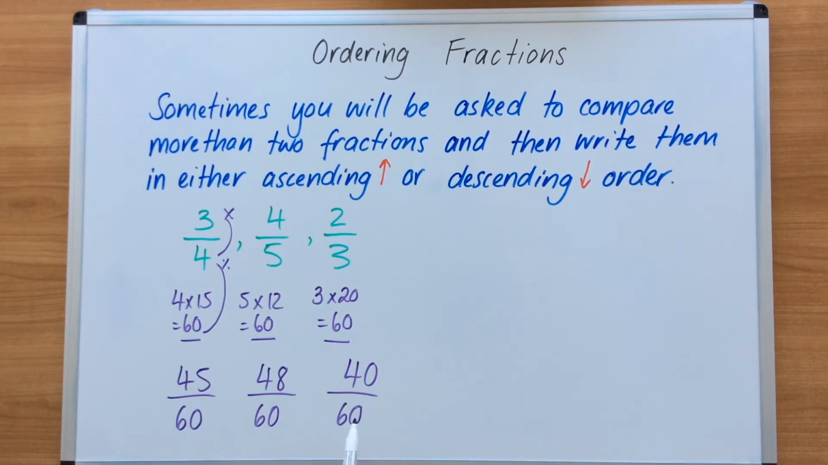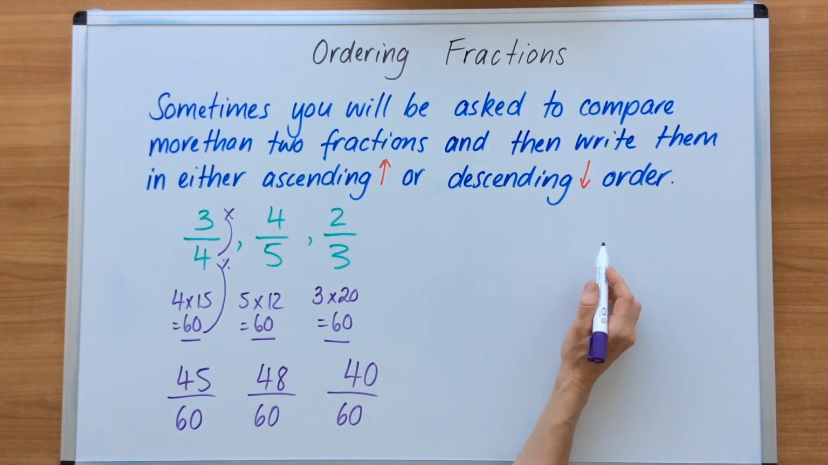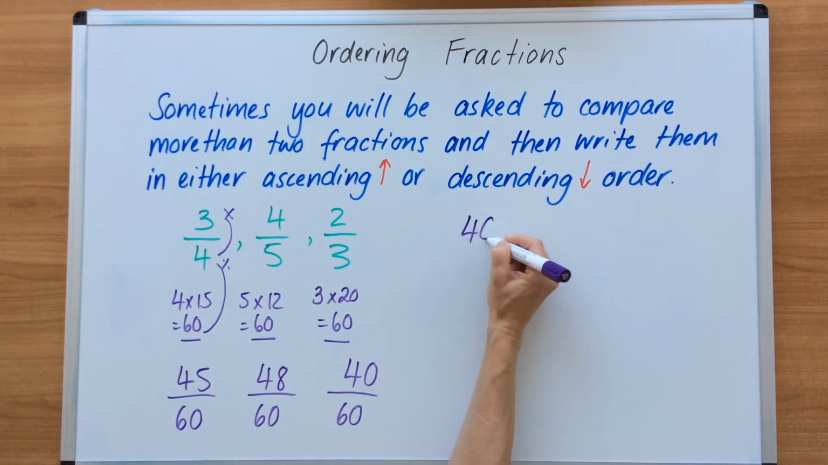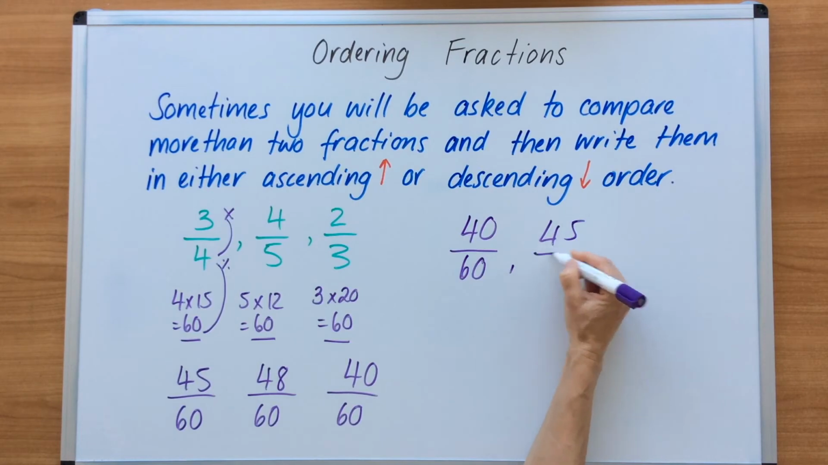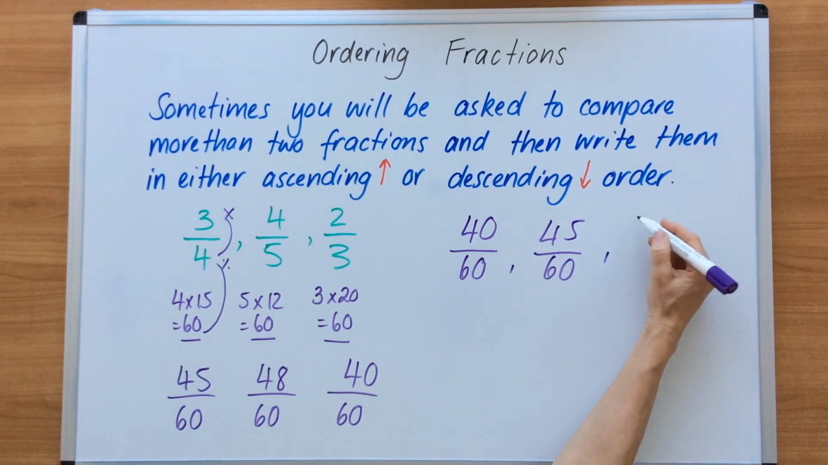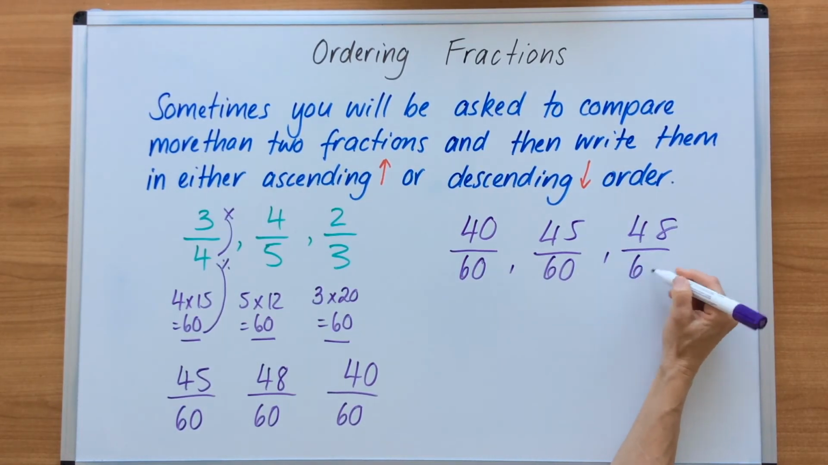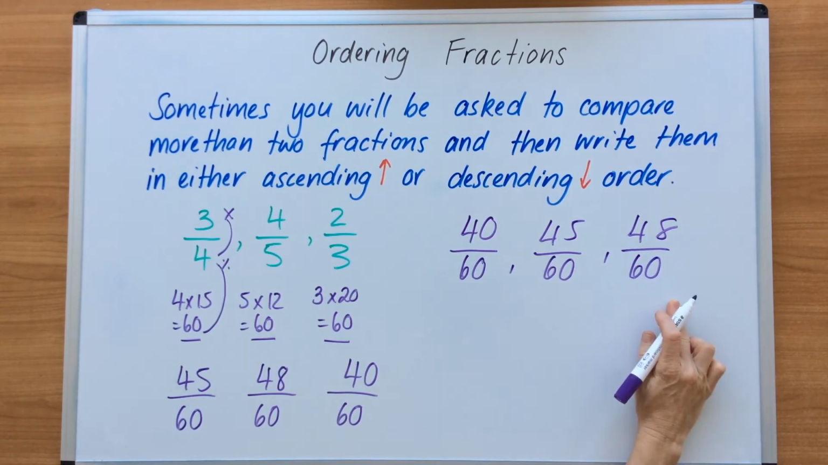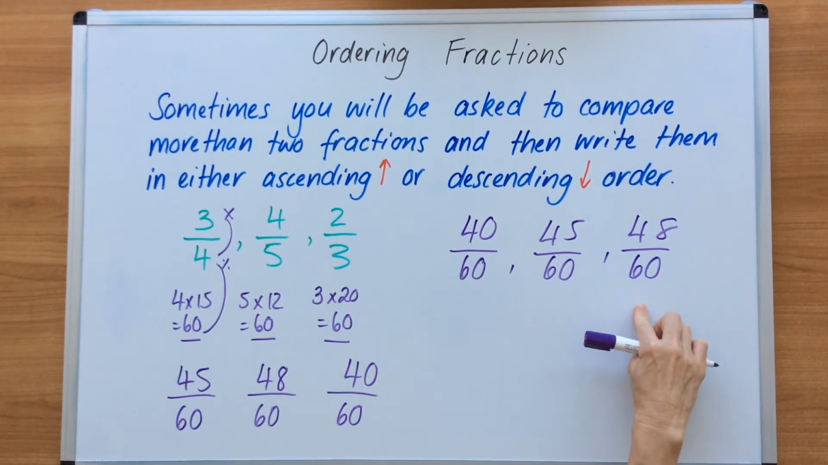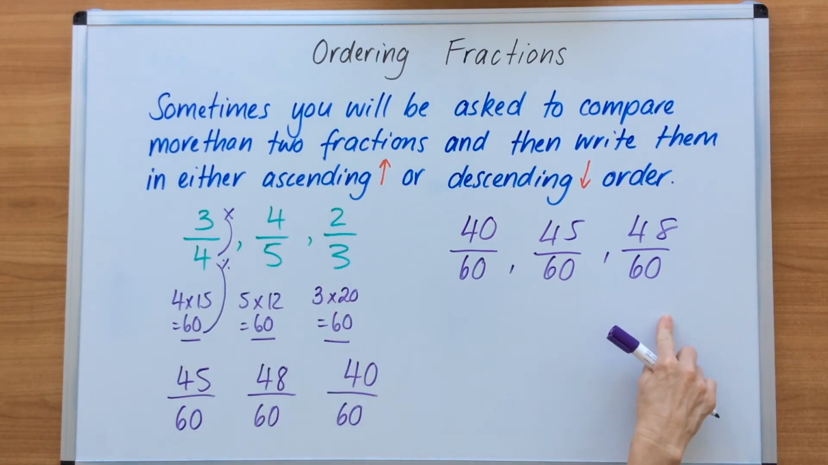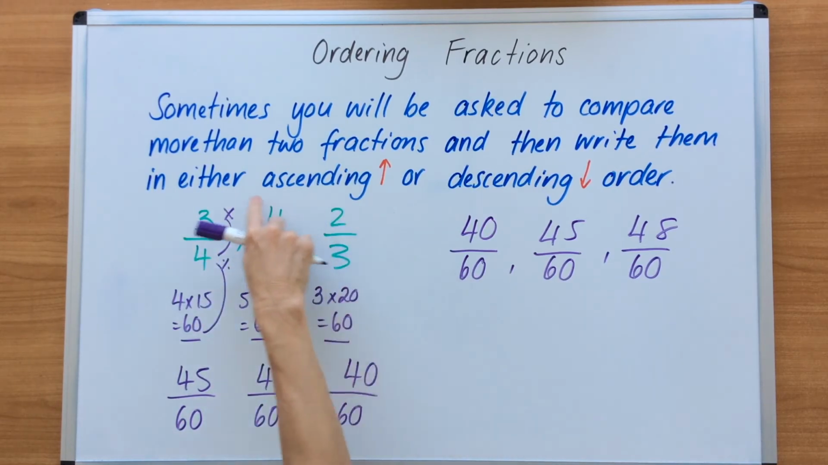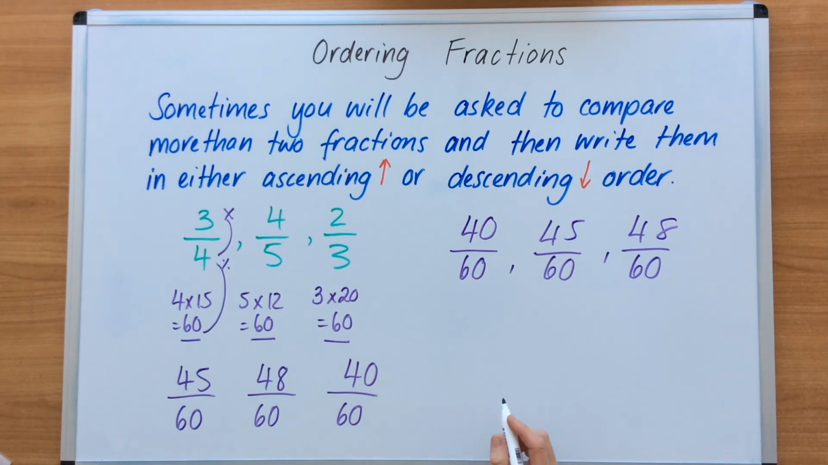So now we can actually place these in order, and I'm going to do it up on this side here. So we know that 40 is the smallest number, 45 is the next number, and the biggest number is 48. And now we can compare these, okay, in order and then bring them back into their original form. We never leave this expanded equivalent fraction, this much bigger fraction. We must come back to the original fractions because that's what they're asking us to do.